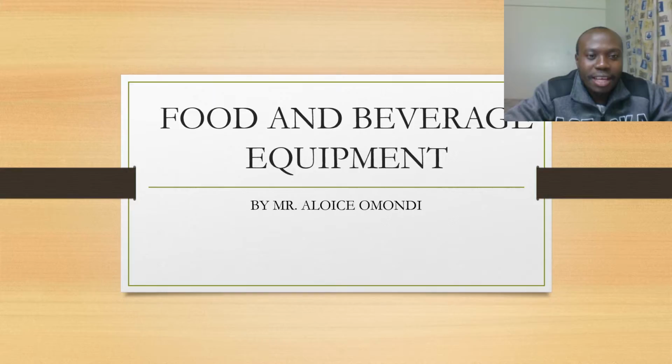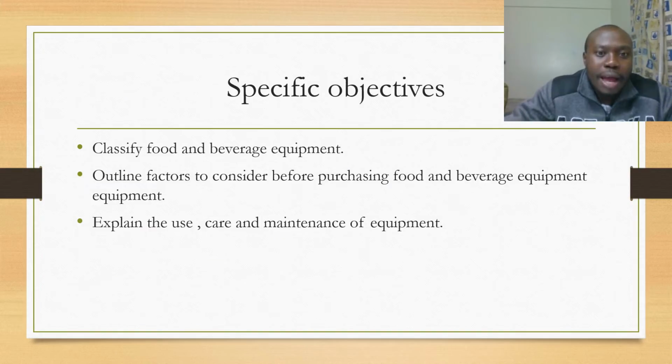Our topic of the day will be on food and beverage equipment. I will begin by going through our lesson objectives of the day, and our objectives are as follows. 1. We are going to classify food and beverage equipment. 2. We are going to outline factors to consider before purchasing food and beverage equipment. And 3, we shall explain the use, care, and maintenance of equipment.